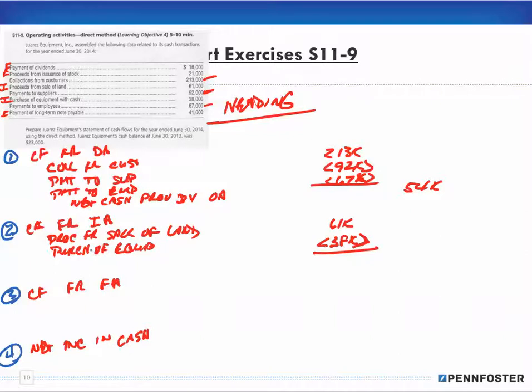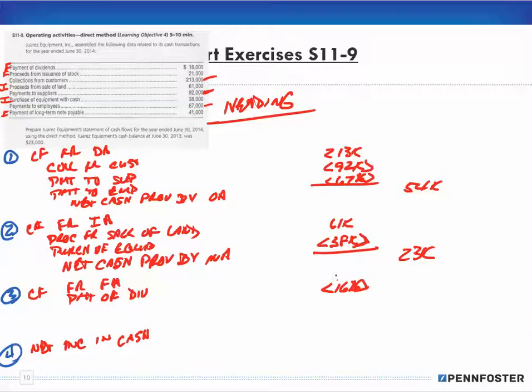This is relatively easy: net cash provided by investing activities, and that total amount is 23,000. And then we put in our financing activities. So I had payment of dividend of 16,000. That's a negative 16,000 because we're paying out cash for the dividend. It's a cash dividend. Cash is going out, so it's a negative 16,000.